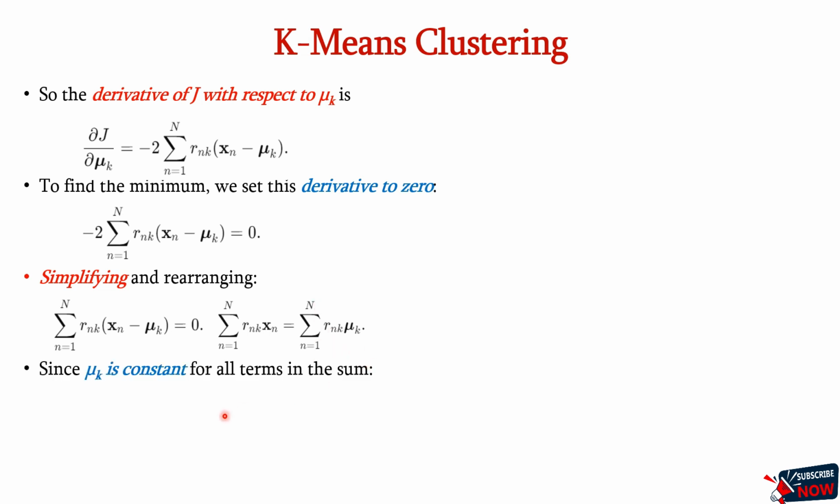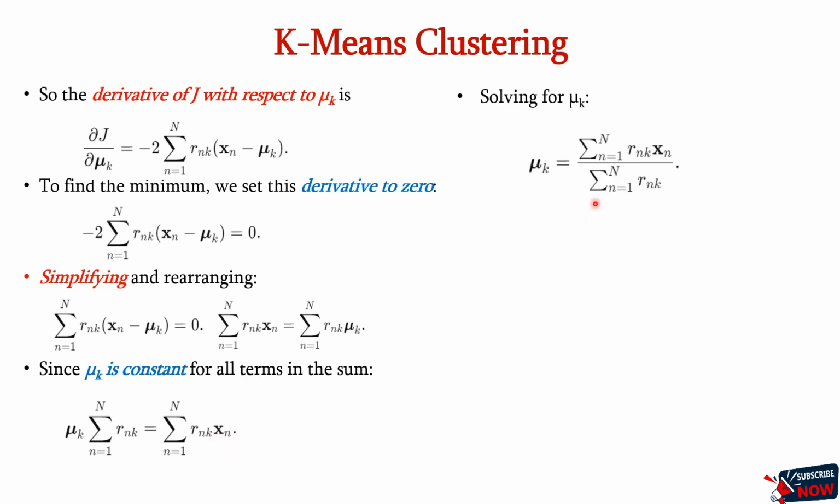Since mu k is constant for all the terms in this sum, we can take this mu k before the summation. So let us write this term on the left side. So mu k into summation of n equal to 1 to N r_nk is equal to summation of n equal to 1 to N r_nk into xn. Now let us solve for mu k. So this can be written as mu k is equal to summation of n equal to 1 to N r_nk into xn divided by, we can take this to the denominator, summation of n equal to 1 to N r_nk. So this is the equation for the new cluster centroid.